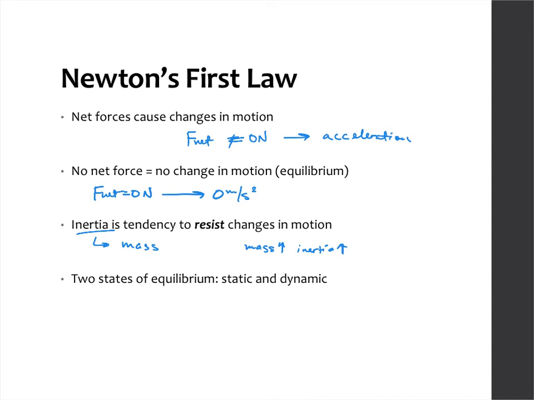And then we have two states of equilibrium, static and dynamic. Static meaning at rest, whereas dynamic meaning constant motion. Same speed, same direction. Alright? And so in both of these cases, you have 0 net force, which is 0 acceleration. So it's important to look for those key words that indicate that the object is in equilibrium, whether it's at rest, staying at a constant velocity, constant speed, not changing its motion at all.